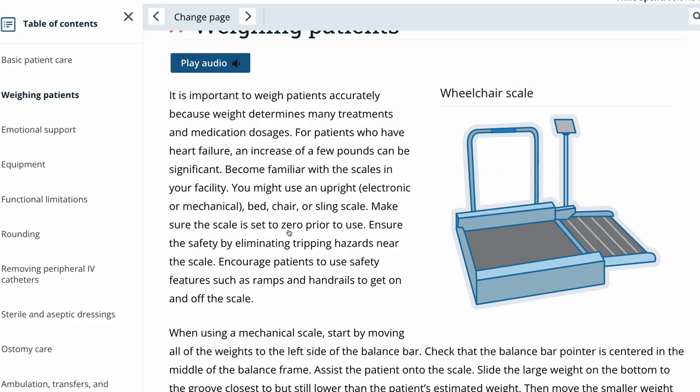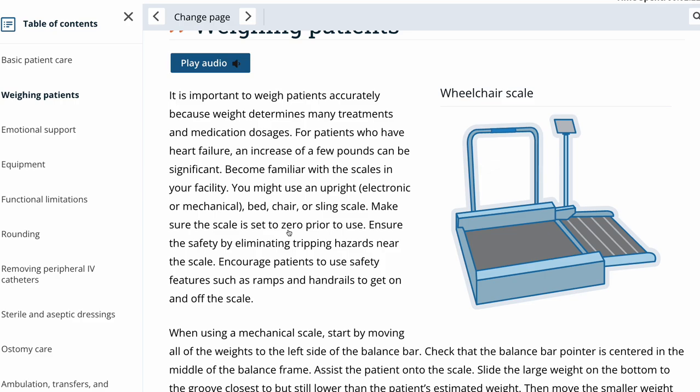Sometimes scales may be set to different settings. Let's say, for instance, the picture you see right here is a wheelchair scale, right? And let's say that I know that my patient's wheelchair is 15 pounds. So I can set the scale to 15. That way, when I put the patient on the scale, I already know that 15 of those pounds was the baseline. That's the wheelchair. So whatever weight I get now, I know that's the actual pounds of the patient.